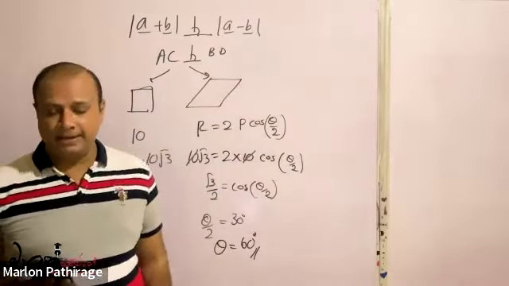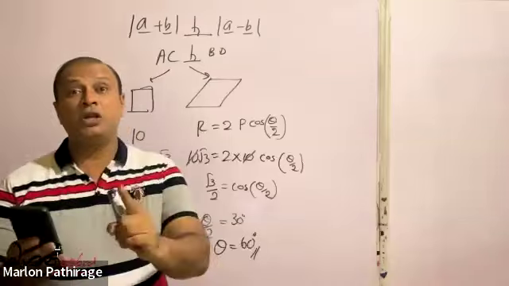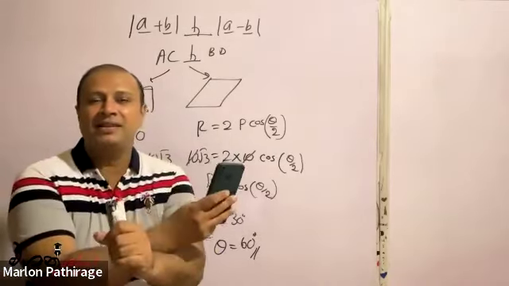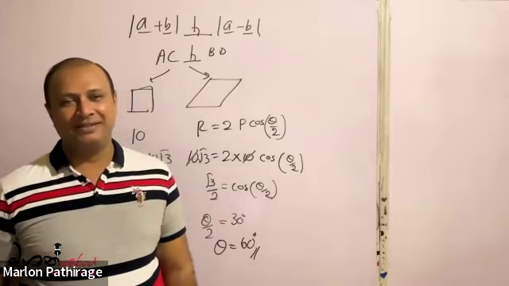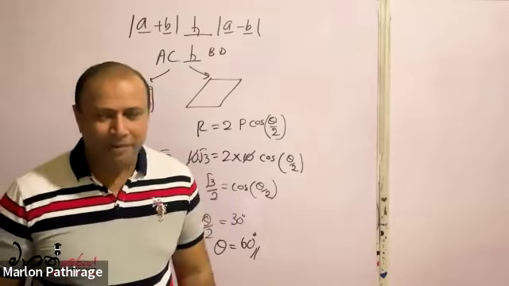Then the second data: the modulus of A plus B is perpendicular to the modulus of A minus B. That means two diagonals are perpendicular to each other. Then tell me what kind of parallelogram this is?